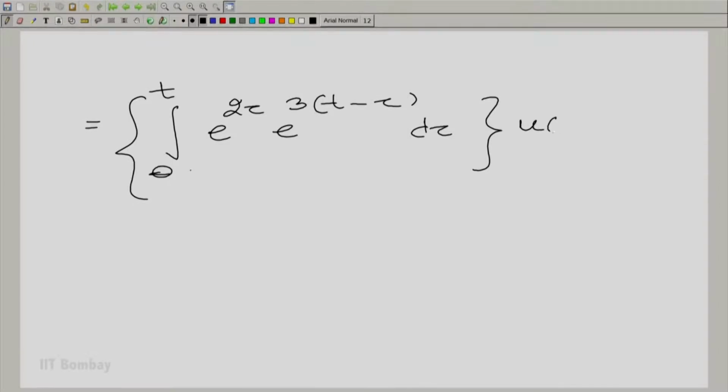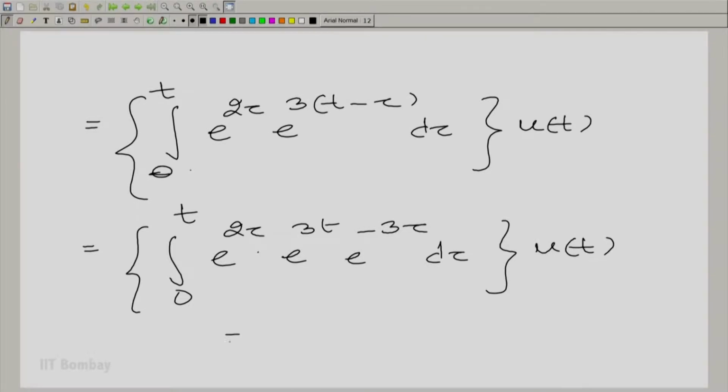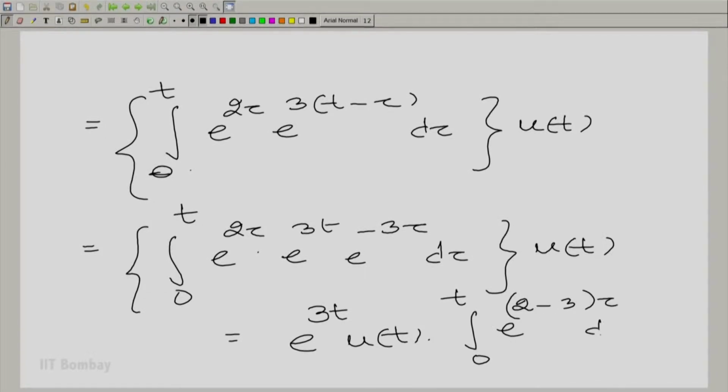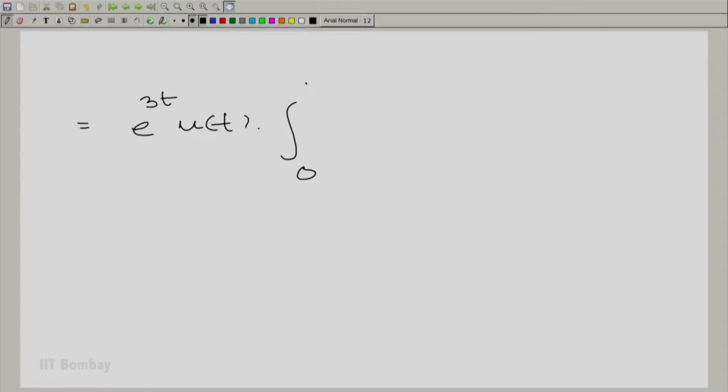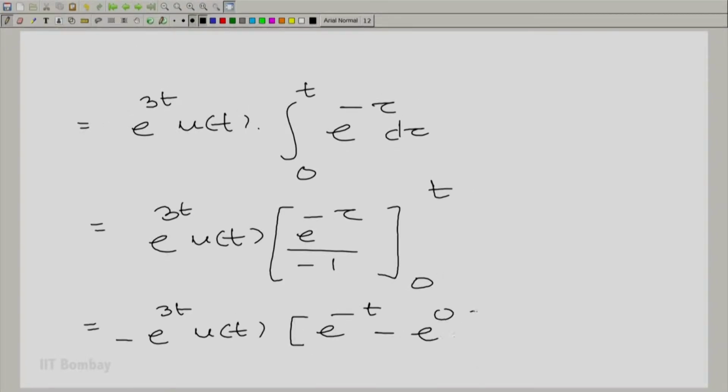This integral multiplied by u(t), and now expand this. So, you could take e^{3t} common, or if you like e^{3t}u(t) common, and multiplied by the integral from 0 to t of e^{(2-3)τ} dτ. Let us simplify this. So, you can easily see this can be simplified to (e^{3t} minus e^{2t}) u(t).